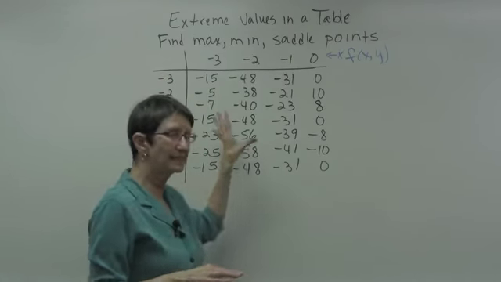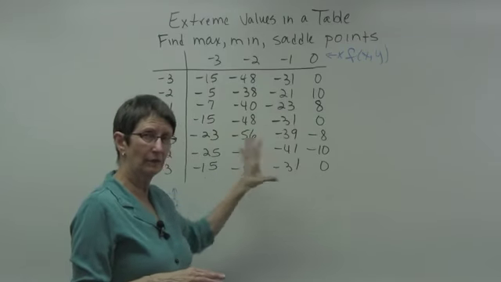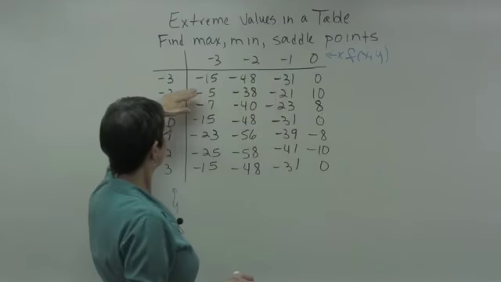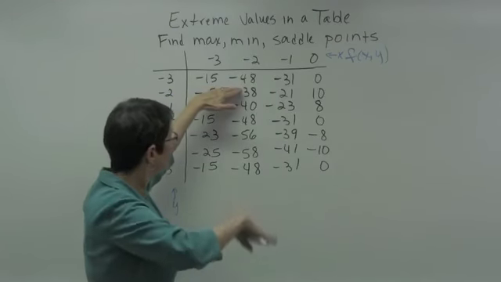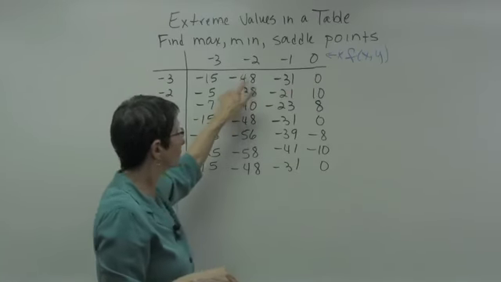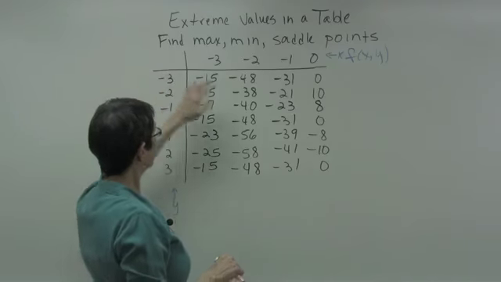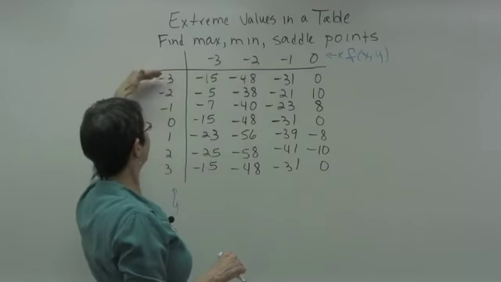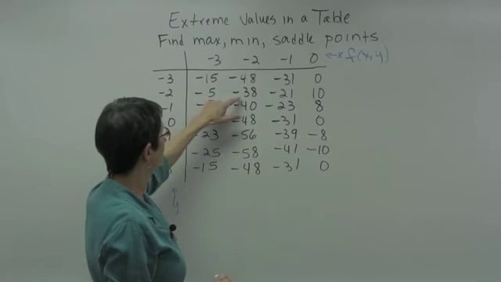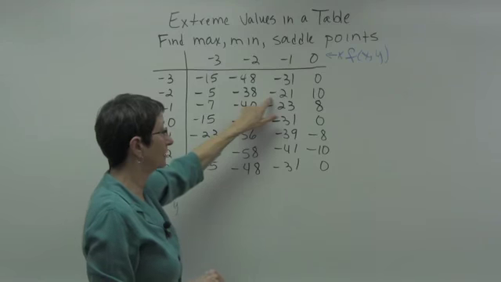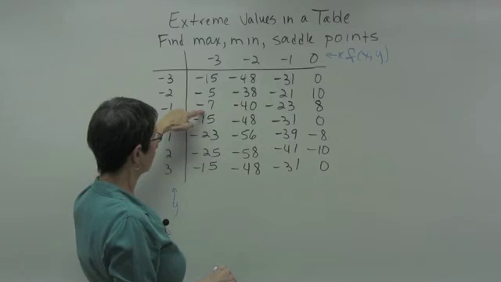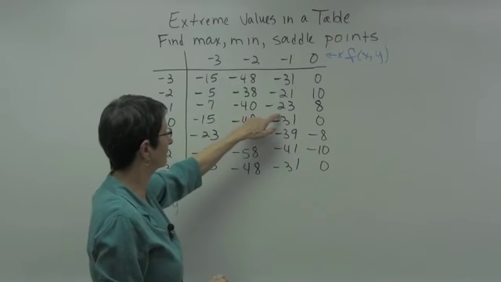So with a table, it's kind of difficult because you have to scan and see what you're looking for. So let's go across the row and see what we've got. So I've got negative 15, down to negative 48, back up to negative 31, and up to 0. Okay, so this would be a low point at negative 48. But I don't know what happens when I'm, say, at negative 4. So let's look at the second row. Negative 5, way down to negative 38, back up to negative 21, and up to 10. Negative 7, down to negative 40, back up to negative 23.